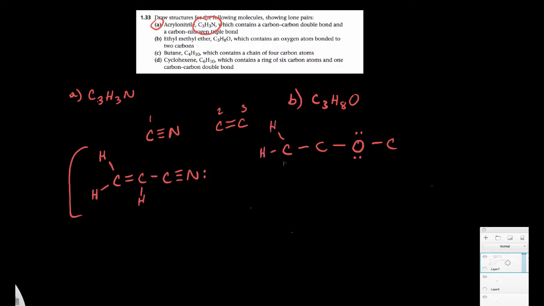So 8. See if we can figure out a way to put 8 hydrogens. 1, 2, 3, 4, 5, 6, 7, 8. The reason I only put 2 around this carbon is that it already has 2 bonds. So to give this carbon a full octet and 4 bonds, we would put 2 hydrogens around this middle carbon. Okay, and I'll let you do the other two, C and D.